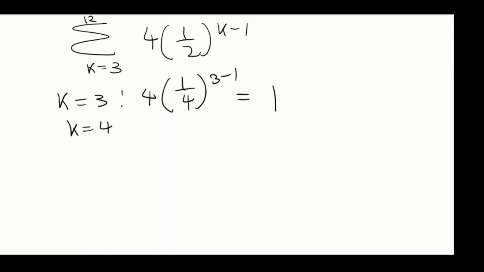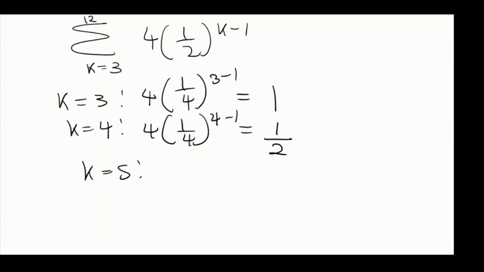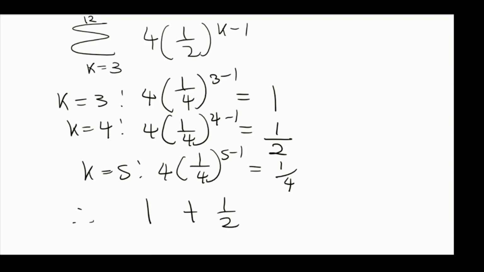When k is equal to 4, it's 4 into 1 over 4 to the power of 4 minus 1, and the answer should be 1 over 2. K equal to 5: 4 into 1 over 4 to the power of 5 minus 1. You should get 1 over 4. So punch this into your calculator to find your terms. The first 3 terms of this problem are 1 plus 1 over 2 plus 1 over 4.